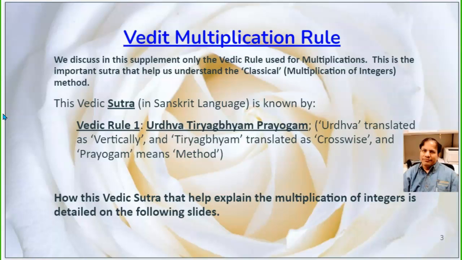This Vedic sutra in the Sanskrit language is known by Urdhva Tiryabhyam Prayogam. Urdhva is translated as vertically, Tiryabhyam is translated as crosswise, and Prayogam means method. How this Vedic sutra can help explain the method is detailed in the following slide.